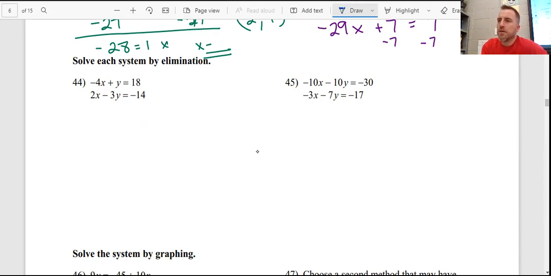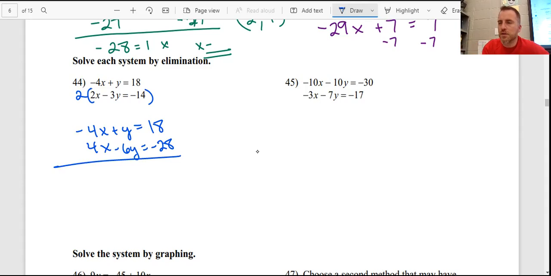So what that looks like on number 44 would be, you'd have to multiply the bottom equation by 2 so that the x's would have the same coefficient. So negative 4x plus y equals 18. Haven't done anything to that equation. But if I multiply the bottom one by 2, I get 4x minus 6y equals negative 28.